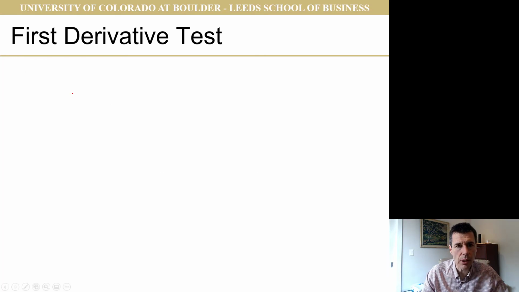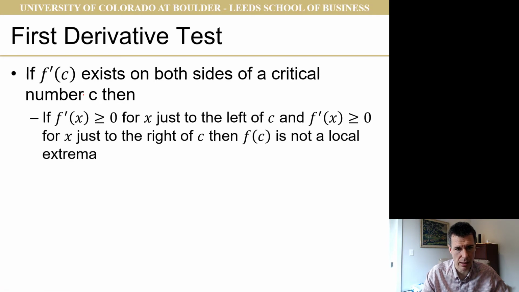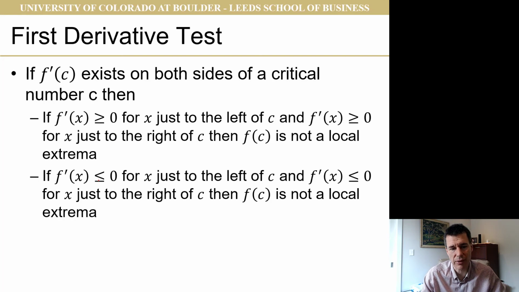Okay, we can also look at a couple of other things. If the derivative exists on both sides of a critical number c, then if f prime of x is bigger than or equal to 0 just to the left, and f prime of x is bigger than or equal to 0 just to the right of c, then it's not a local extrema. Equally, if f prime of x is less than or equal to 0 just to the left, and f prime of x is less than or equal to 0 just to the right, then f of c is not a local extrema either. So let's draw these. Right? If we think about this, this means the function is increasing.